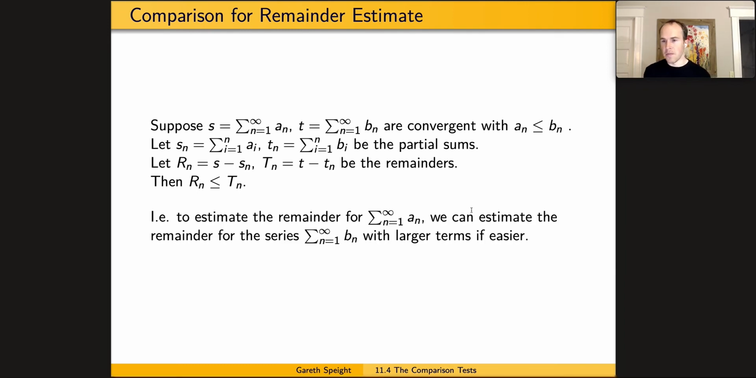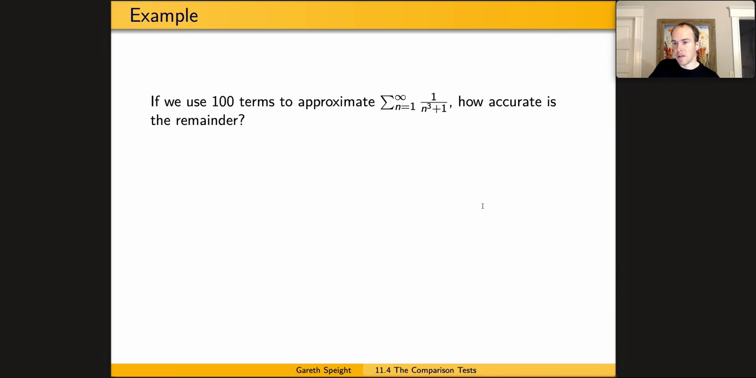So to estimate the remainder for our small series, we can instead estimate the remainder for the large series. So here's a problem. If we use 100 terms to approximate the sum of 1/(n cubed plus 1), how accurate is the remainder? So this is a pretty typical looking problem from the integral test section, right? The thing we're summing, sum of 1/(n cubed plus 1), comes from a function 1/(x cubed plus 1). So we can apply the integral test, hopefully, to show that it converges. But then how do we estimate the error?